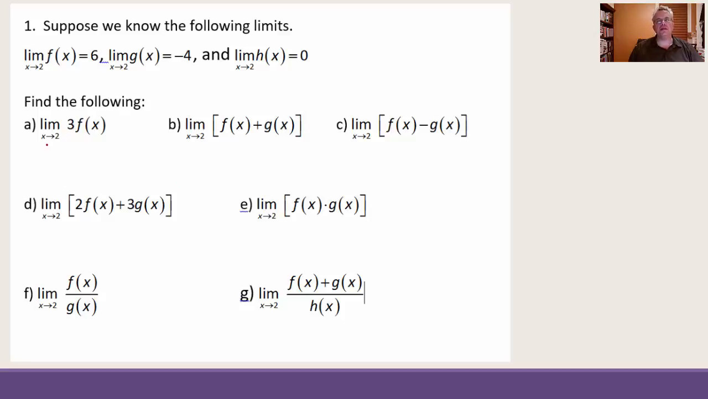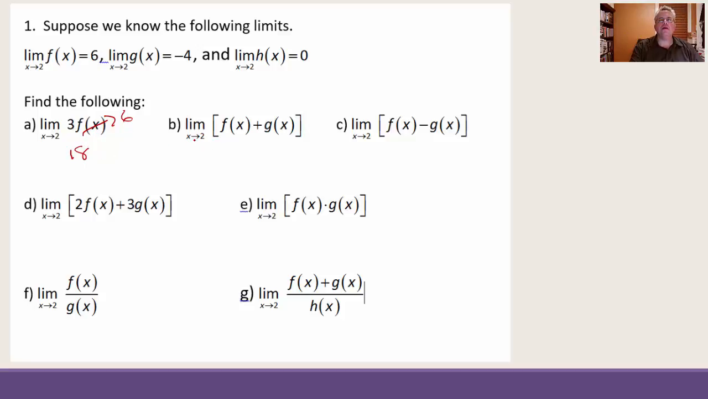Okay, the first one says the limit as x approaches 2 of 3 times f of x. Well, these kind of make sense. They're kind of common sense here. If x approaches 2, we know that f of x is approaching 6. So this is approaching 6, and 3 times 6 would be 18. So if f is approaching 6, 3f would be approaching 18.